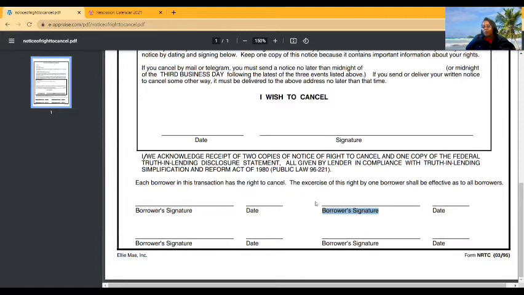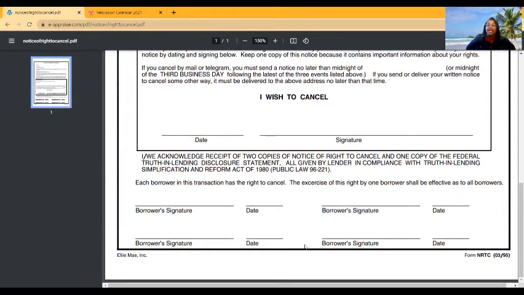So all 4 people will sign that they have received copies of this, and you'll give each person 2 copies. If you have 4 signers, that's 8 copies of the Notice of Right to Cancel going out. If you have 2 signers, that's 4 copies going out. 2 are going to title and 4 are staying with your signer.